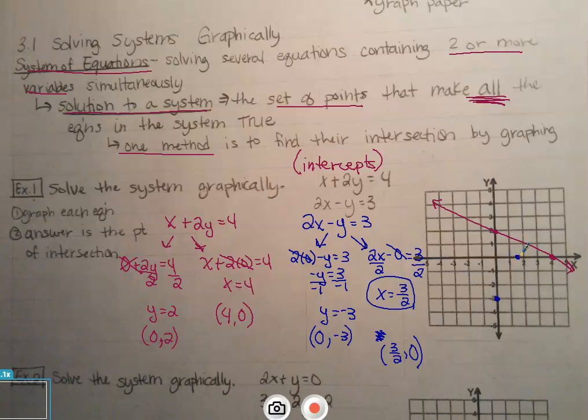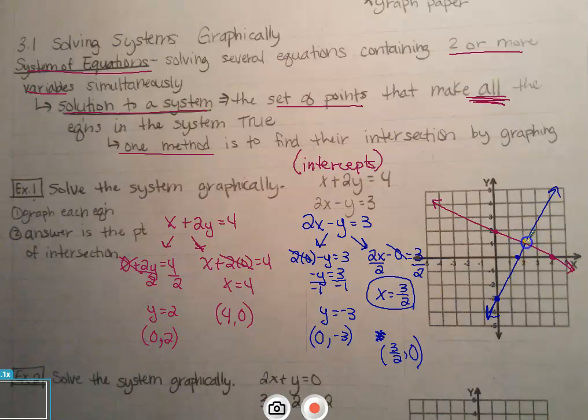So doable, but a little difficult. Okay, let's see if I can do a better job graphing. Better. Not perfect, but better. Okay, so we have graphed each equation. Now we need the point of intersection. So we have our answer.